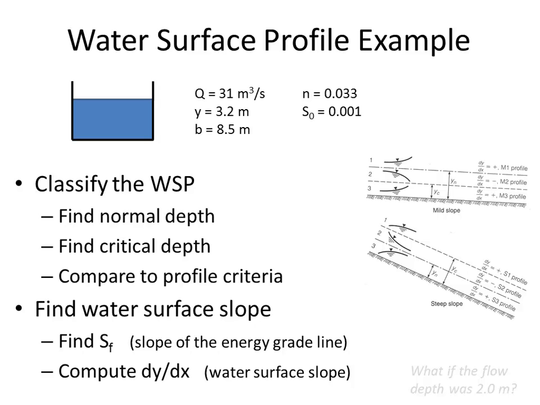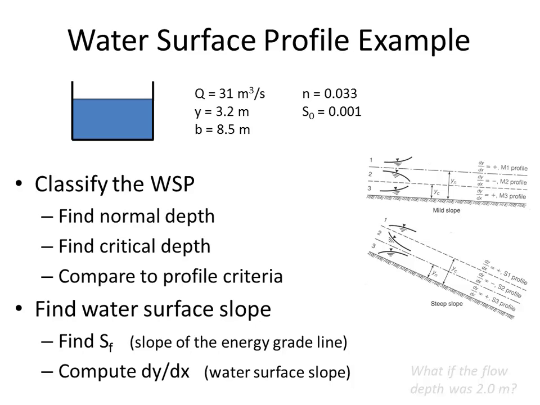And what we would call this, in other words, we'd say that this is the slope of the water surface relative to the channel bottom at the point where y equals 3.2 meters. Because remember that the water surface slope is constantly changing.